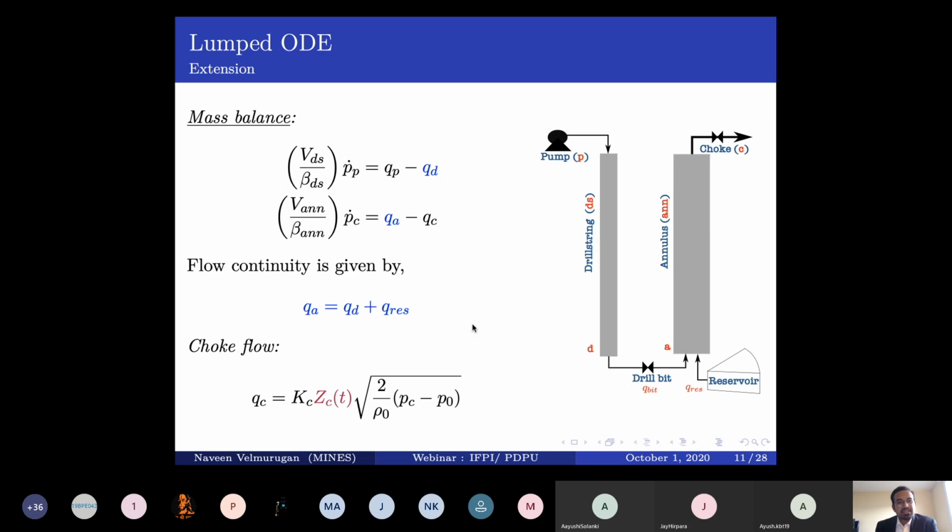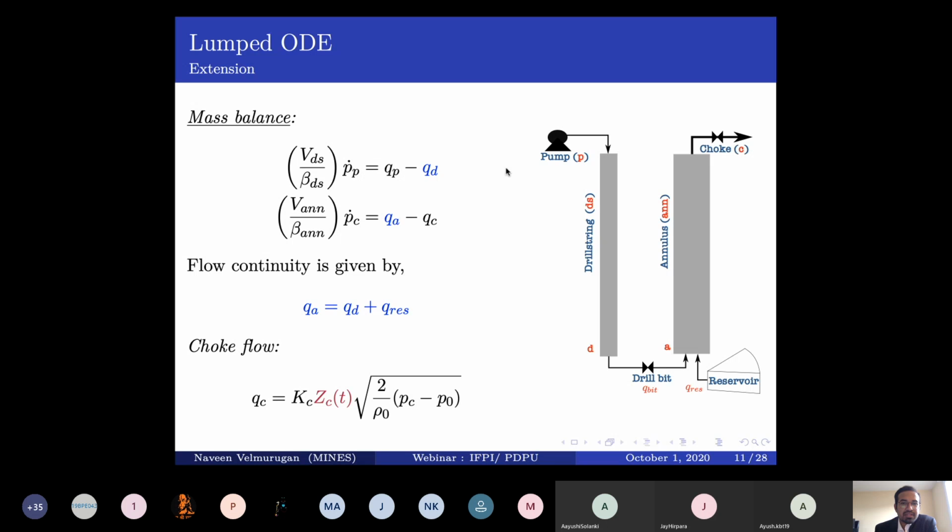Now I present here an extension of the same system because there are a couple of shortcomings in the previous model, that is the COSA model. You don't have the pressure drop across a drill bit in the previous model, and you cannot include the reservoir dynamics into it. So what I present here is a work that I also covered during my PhD studies.